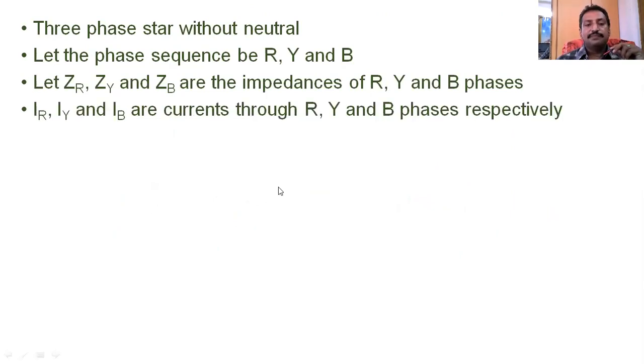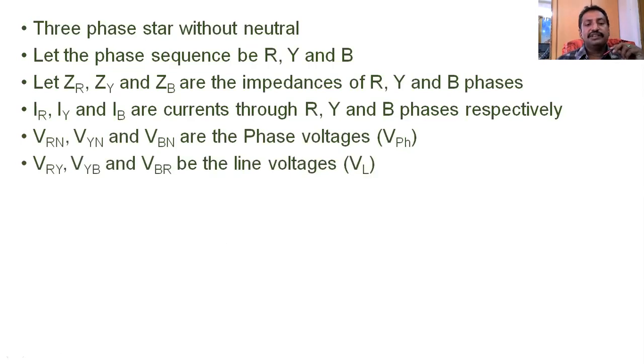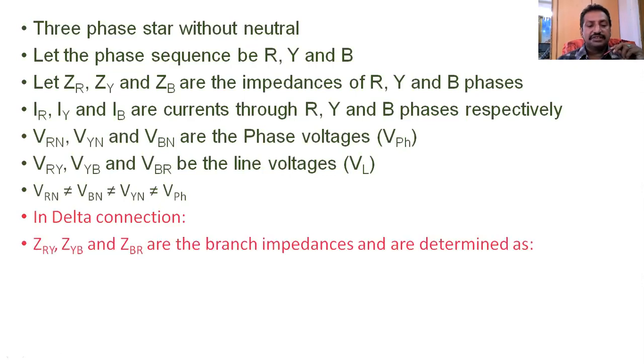IR, IY and IB are currents through R, Y, B phase respectively. VRN, VYN and VBN are phase voltages, and VRY, VYB and VBR are the line voltages in case of star connection. But VRN, VYN and VBN are not equal, they all differ. So why? It's an unbalanced system. Then we'll come back to the delta connection.